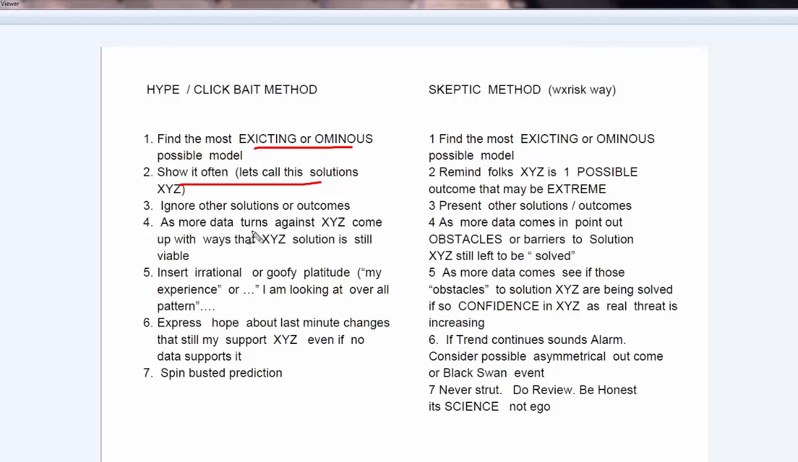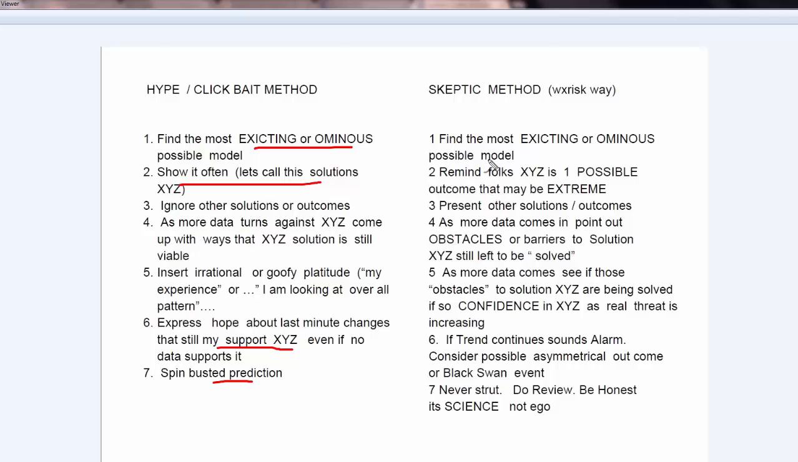And then step 4: as more and more data turns against solution XYZ, you keep trying and spinning to come up with a way that XYZ is still viable. Then you insert some sort of irrational, goofy platitude like "my experience" or "I'm looking at the overall pattern." Then finally, in step 6, you express hope that last minute changes may still support your XYZ solution, even if no other data supports it. And then finally, you spin your busted forecast into, well, "I almost got the pattern right," or what have you.